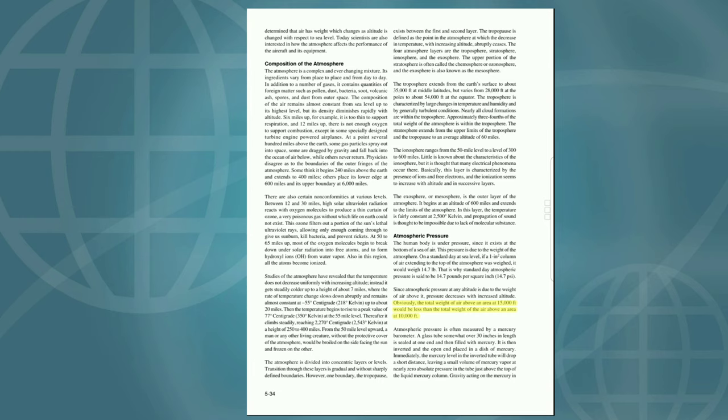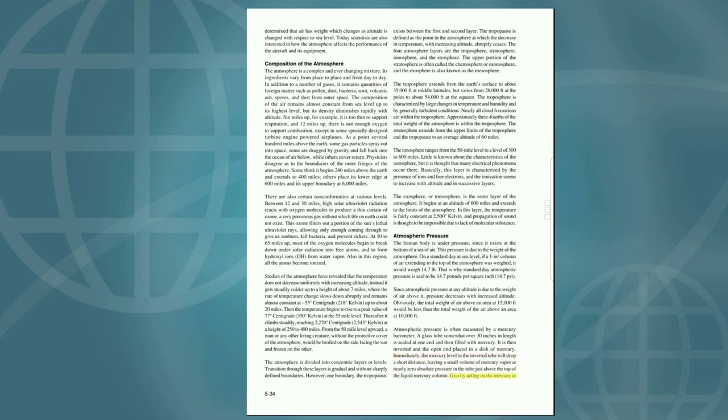Obviously, the total weight of air above an area at 15,000 feet would be less than the total weight of the air above an area at 10,000 feet. Atmospheric pressure is often measured by a mercury barometer. A glass tube somewhat over 30 inches in length is sealed at one end and then filled with mercury. It is then inverted and the open end placed in a dish of mercury. Immediately, the mercury level in the inverted tube will drop a short distance, leaving a small volume of mercury vapor at nearly zero absolute pressure in the tube just above the top of the liquid mercury column.